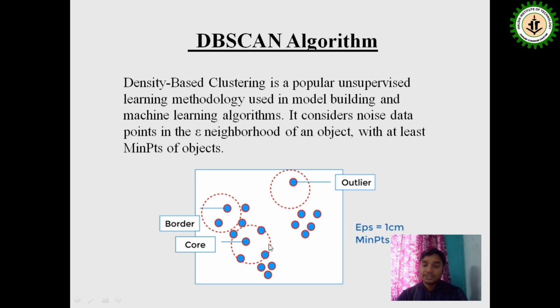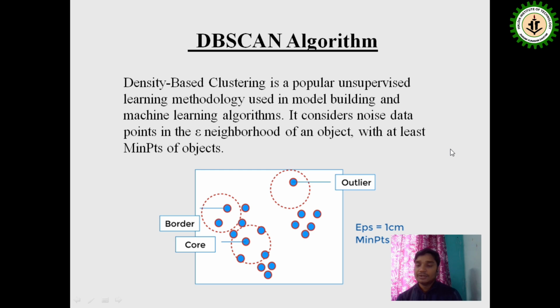Here in the picture, the minimum points is 5. There is an outlier section, there is a border section, and there is a middle or core data section. Density-based clustering is a popular unsupervised learning methodology used in model building and machine learning. It considers noise data points that are in the neighborhood of the object, with at least the minimum number of points.